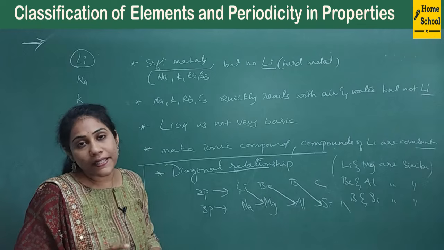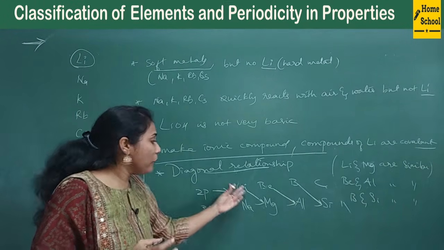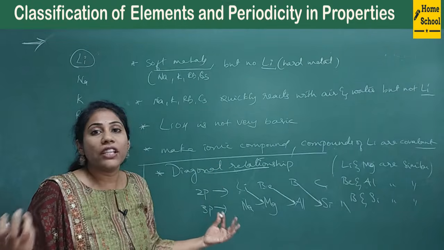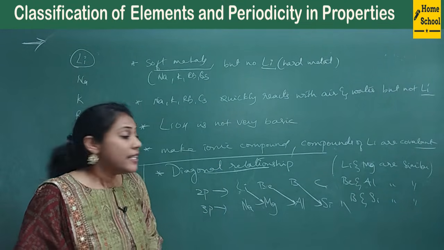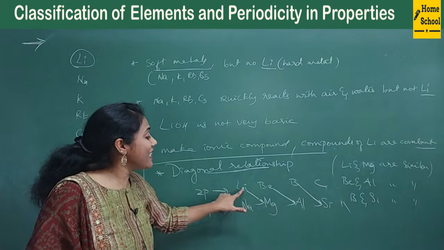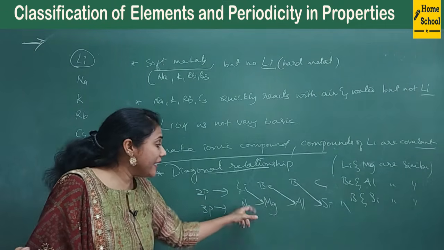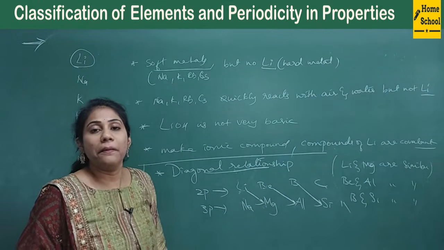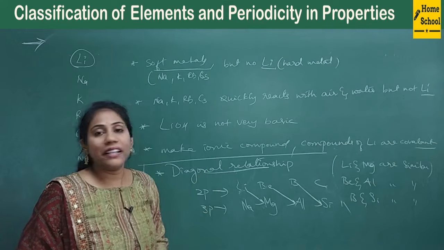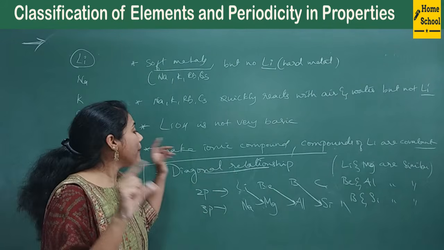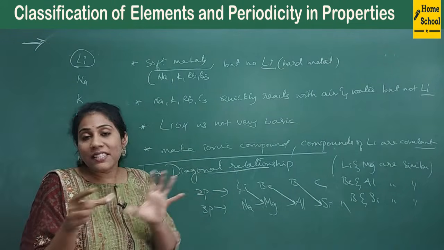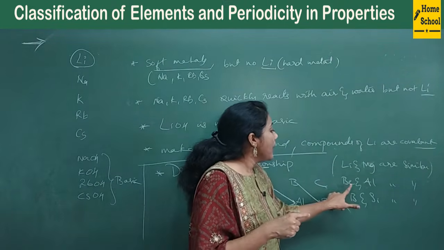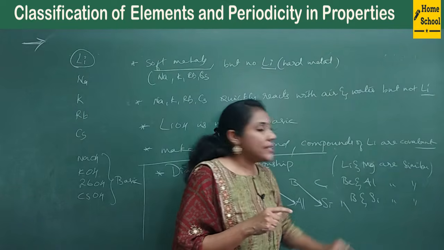Showing similarities between elements which belong to two different groups is what we call diagonal relationship. Similarity with the element that is diagonally present. Similarity with the element that is diagonally located in the periodic table is called diagonal relationship. So you must understand which pairs are diagonally related. They are lithium and magnesium, beryllium and aluminium, boron and silicon.